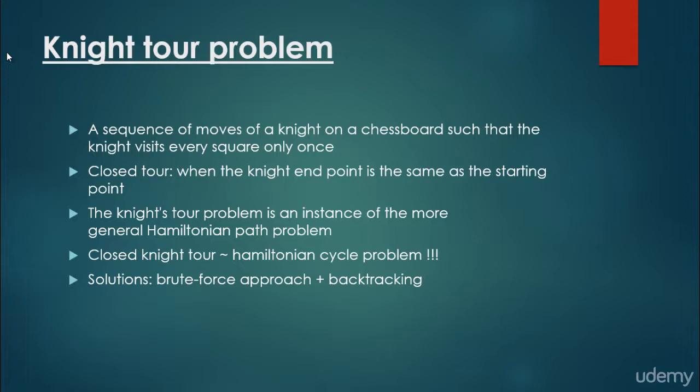What is a closed tour? When the knight's endpoint is the same as the starting point. The knight's tour problem is an instance of the more general Hamiltonian path problem, as you may guess. The closed knight's tour problem is very similar to the Hamiltonian cycle problem. So there are two main solutions, the brute force approach and backtracking.